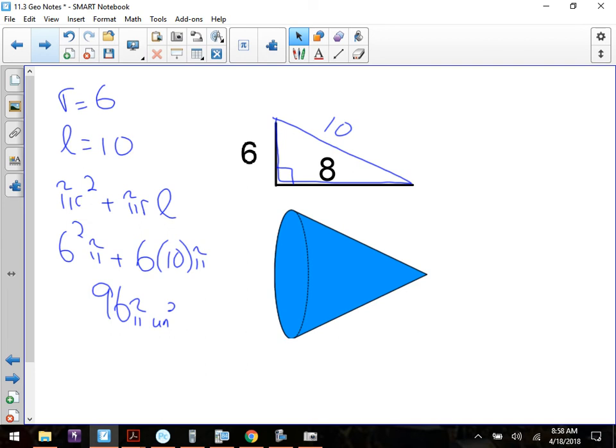Now, if you think about it, surface area is nothing more than how much you need to wrap everything up. Okay? That's what surface area is. How much wrapping paper would you need to cover something? Versus volume, which we'll get to next week, how much crap can you fit in something, for lack of better terms.